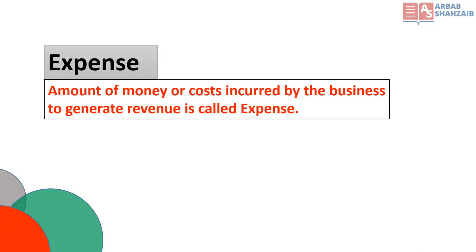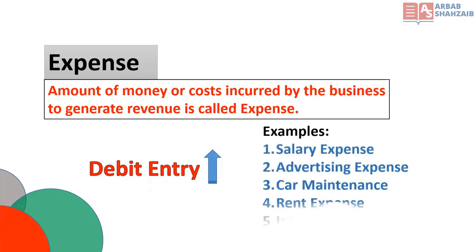Now we have another head of account that is called expense. Remember, asset and expense both, whenever they increase, it is a debit entry. The amount of money or cost incurred by the business to generate revenue is called expense. Whenever an expense is recorded in the business, it is a debit entry. Examples are salary expense, advertising expense, car maintenance expense, rent expense, interest expense. These are the examples of the expenses.